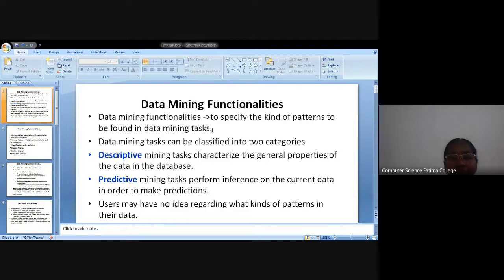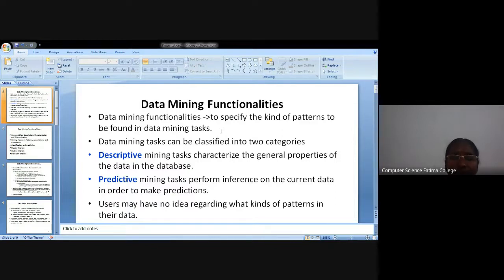Before the mining, we try to find what kind of data is there and what kind of patterns we need to analyze. When we are going to perform these functions, we need to know some of the data mining functionalities, how to find the kinds of patterns to be found in this data mining task. Actually, data mining tasks are classified in two broad ways. One is called descriptive, and another one is called predictive.